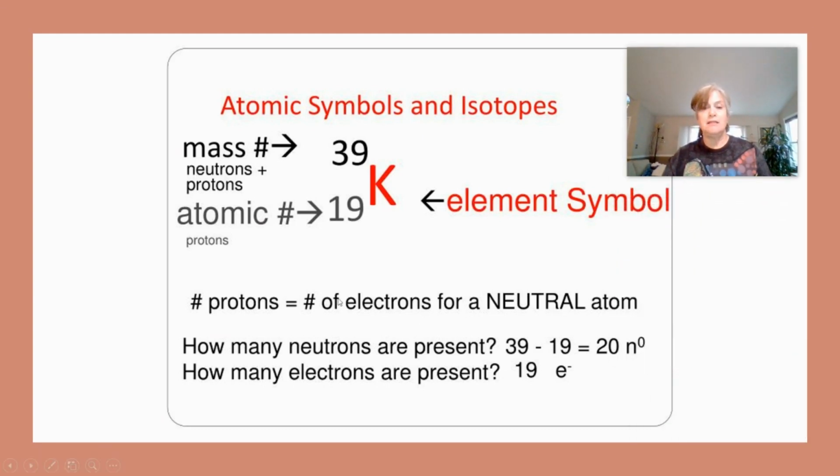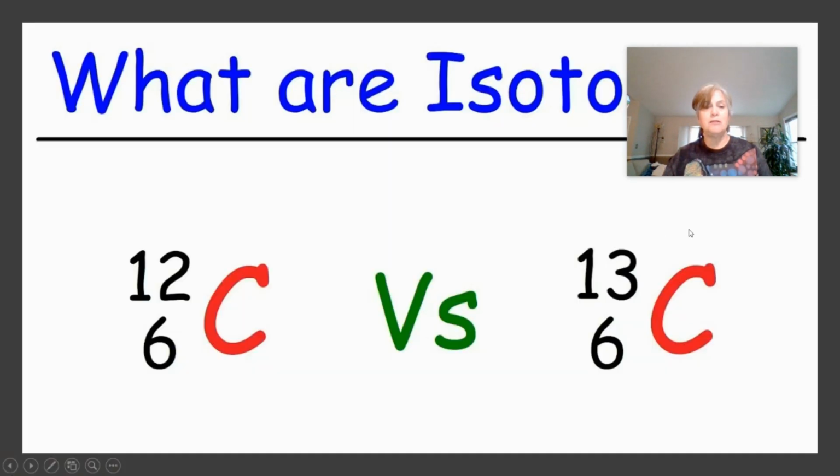Looking at this particular example, if the mass number is 39 and I subtract the number of protons from it, I get 20 neutrons. So that's how I can figure out how many neutrons I have. And I have 19 electrons because there's 19 protons. So just a couple more.